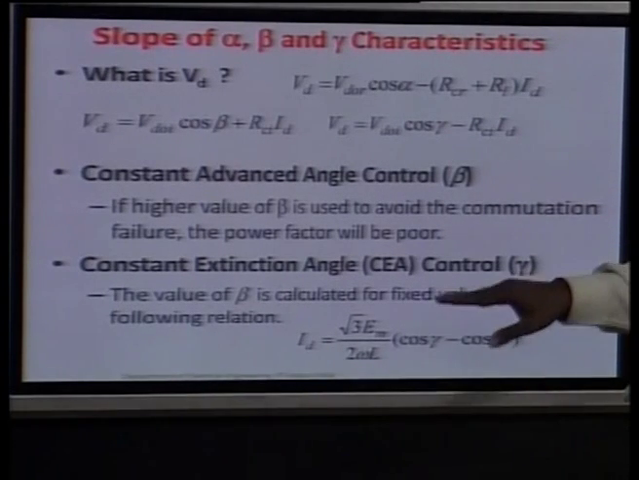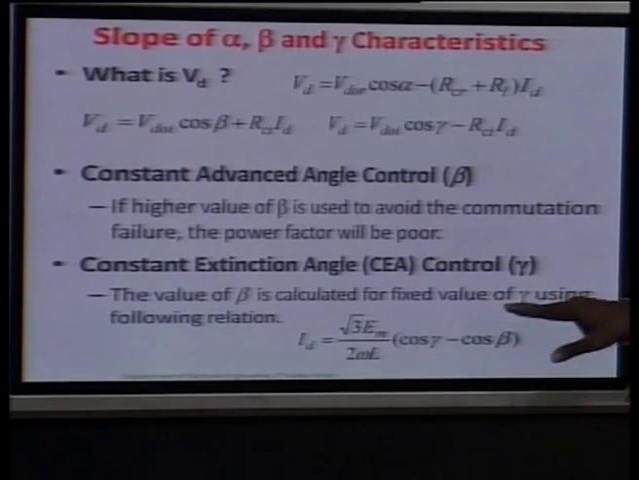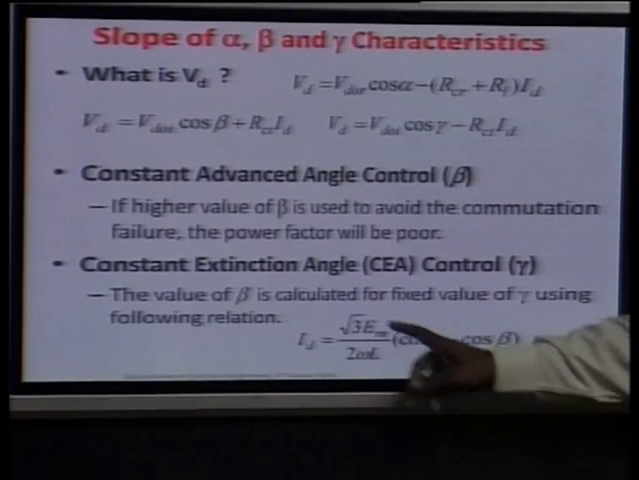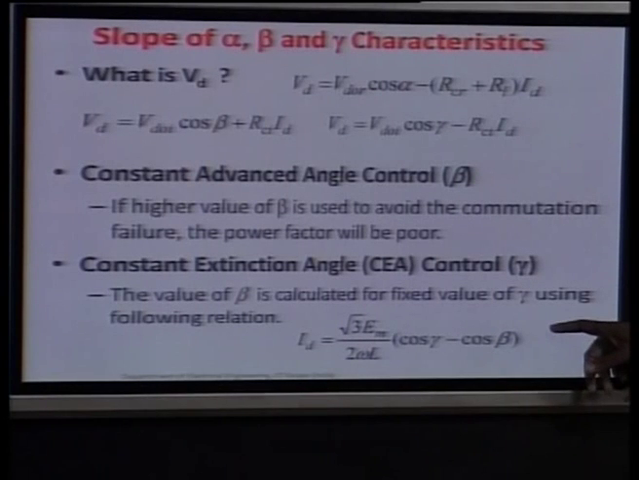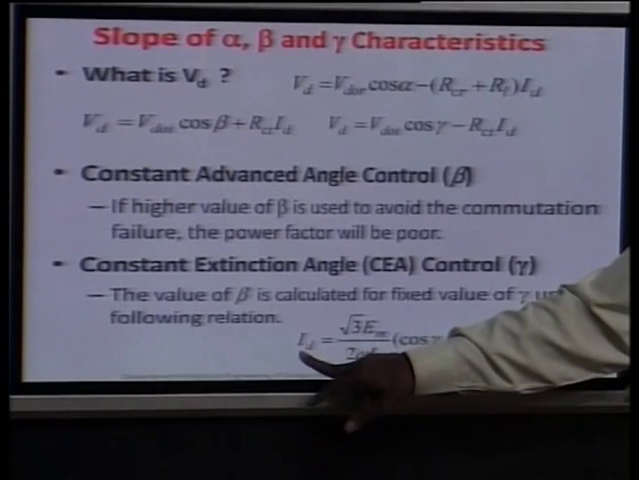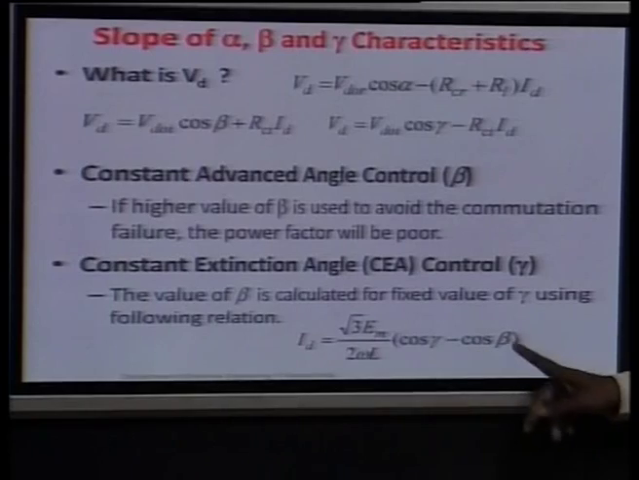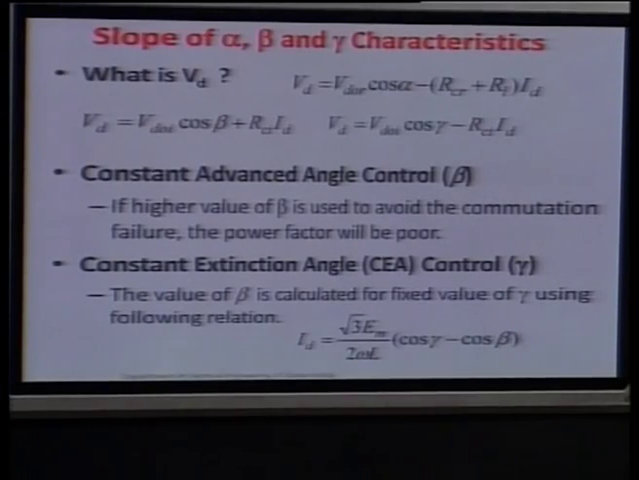So we'll see, as it is written here, the value of beta is calculated for a fixed value of gamma using the following equation. This is the ID equation which we derived already. You can see the beta is calculated; this is known. If you are measuring the voltage here and other values are known to you, you can calculate the beta very easily from here.